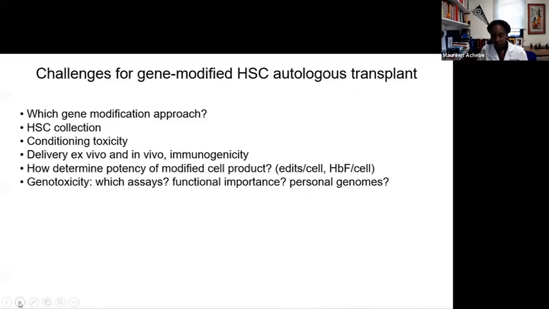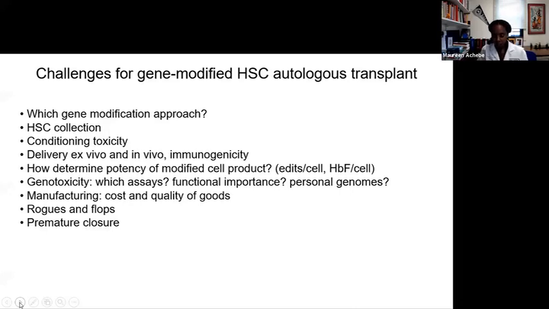We're not sure how to determine potency of a modified cell product. We're just really guessing about that. We don't know how to evaluate genotoxicity. So which assays are best at telling us whether gene therapy will be toxic to a particular person? And we don't have good answers for that. Of course, the manufacturing right now is cost prohibitive. We have to make sure that only programs that have a good chance of being successful are even embarked upon.